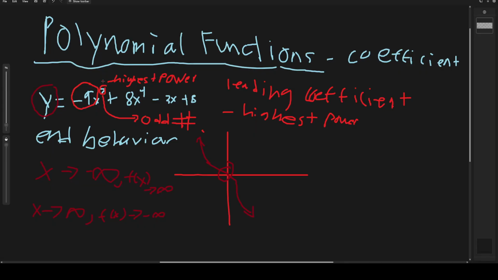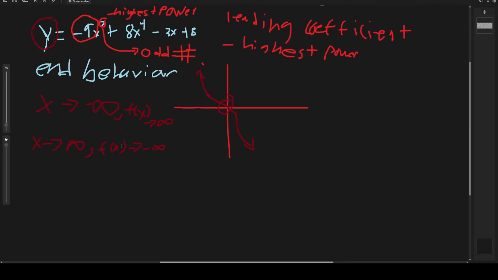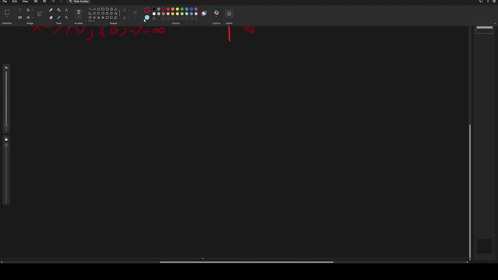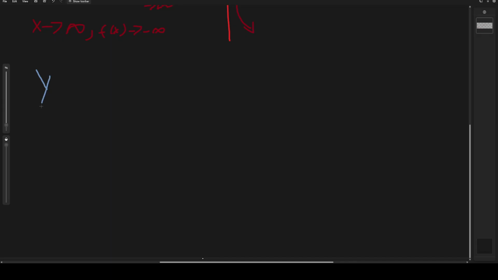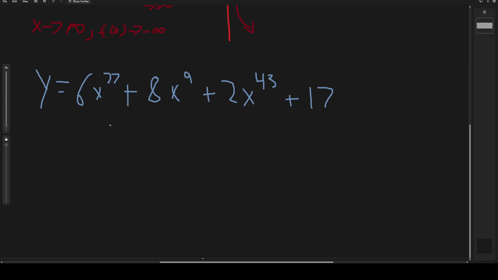So let me just give you one more example. Okay, so let me give you a different one. Let's say we have y equals 6x to the power of 27 plus 8x to the power of 9 plus 2x to the power of 43 plus 17. And this is in standard form.